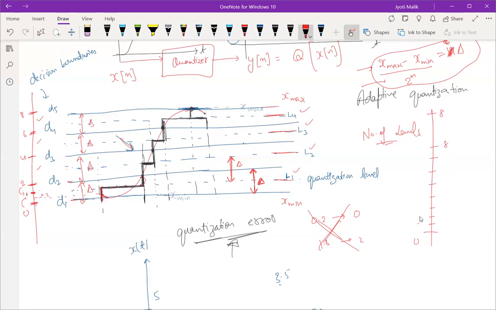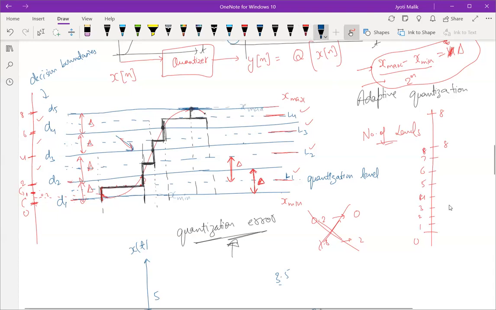So it is 0, 4, 6, 8. Oh, sorry. No, don't do that. Sorry, 1 to 8, no? Yeah. So 1, 2, 3, 4, 5, 6, 7, 8. These are your 8 decision boundaries.